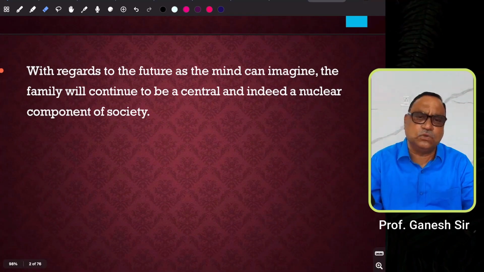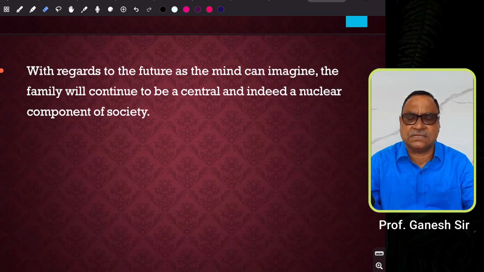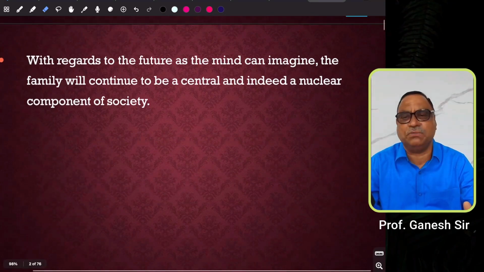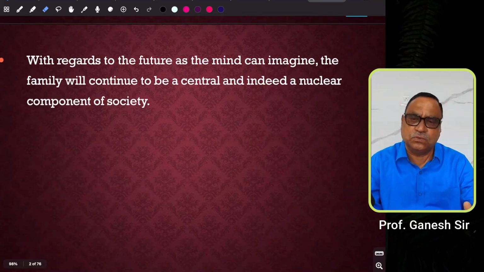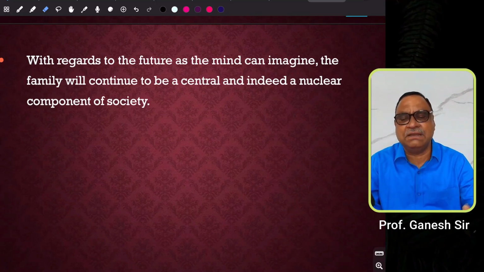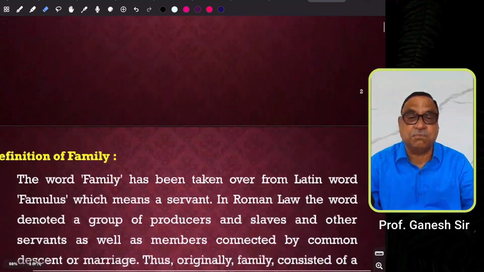Then, with regard to the future, as far as the mind can imagine, the family will continue to be a central and indeed a nuclear component of society. That means the family system is not a social phenomenon related only to the present society; even in future, societies cannot continue to exist without social institutions like family and the marriage system. So that is the importance of family.